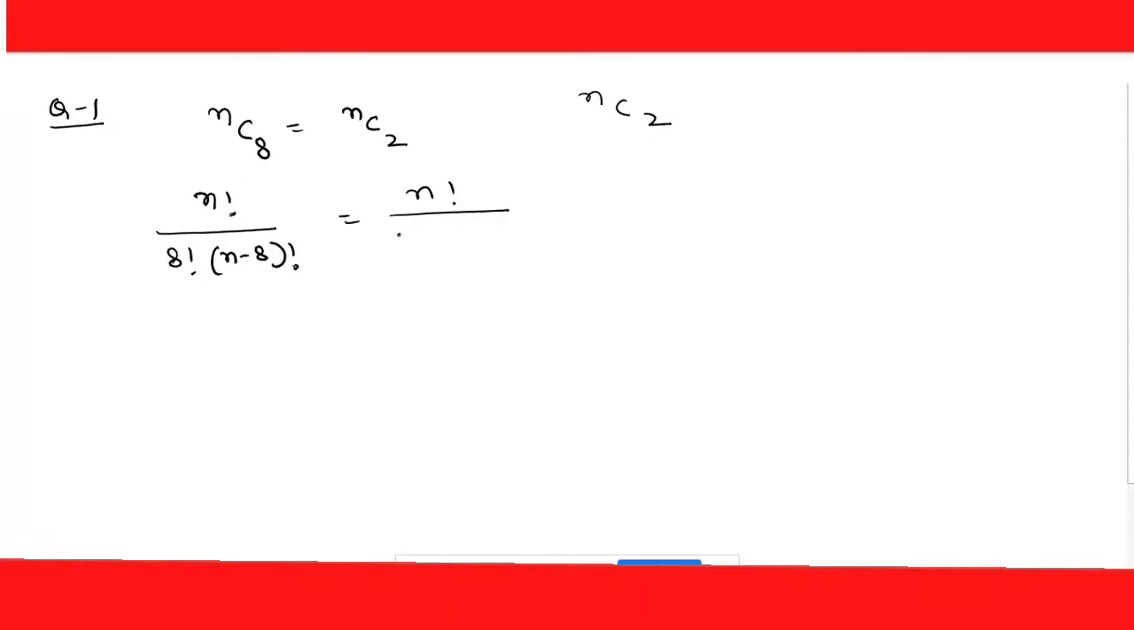Factorial n, factorial 2, n minus 2 factorial. These get cancelled.